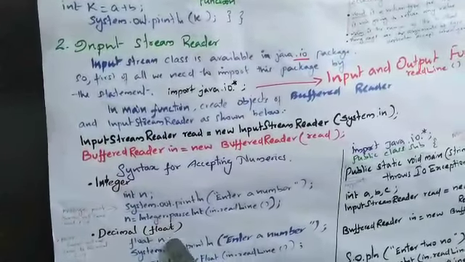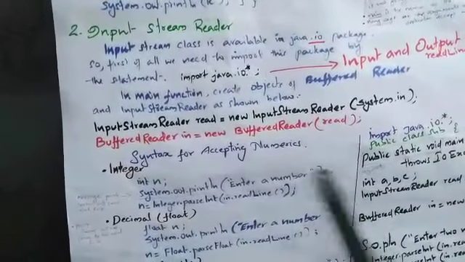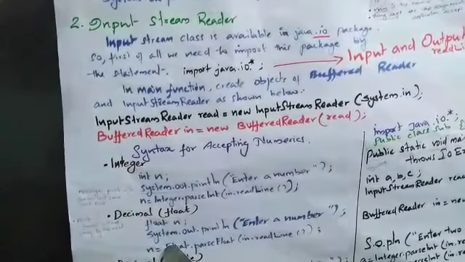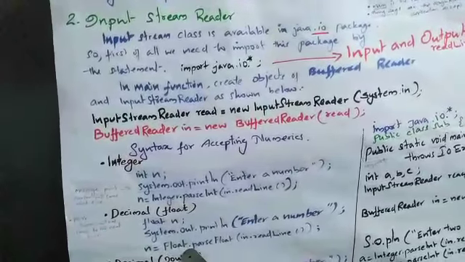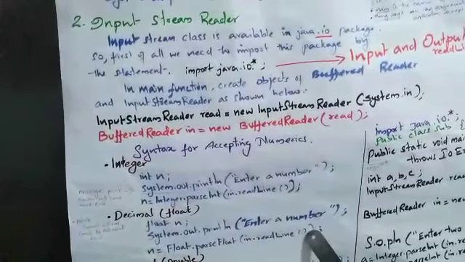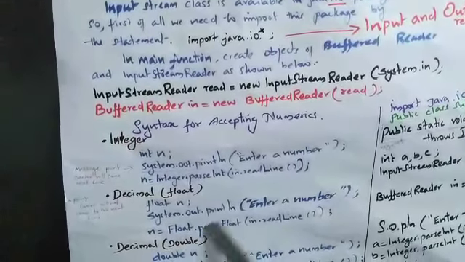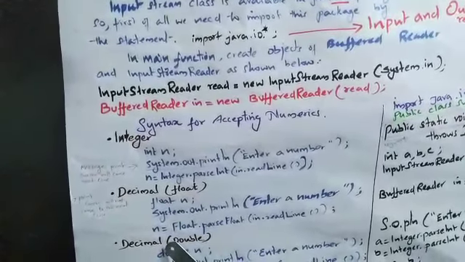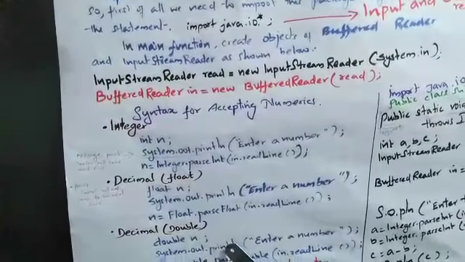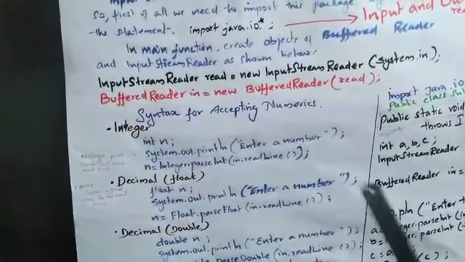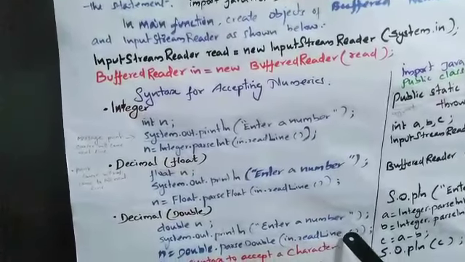Float. Float n. System.out.println enter a number. So here also use n is equal to Float.parseFloat. F should be capital, put the dot and in.readLine. The next one, decimal, what do you have to use? Double. You have to use here D in small case, double n. System.out.println enter a number. The same way n is equal to Double.parseDouble(in.readLine).